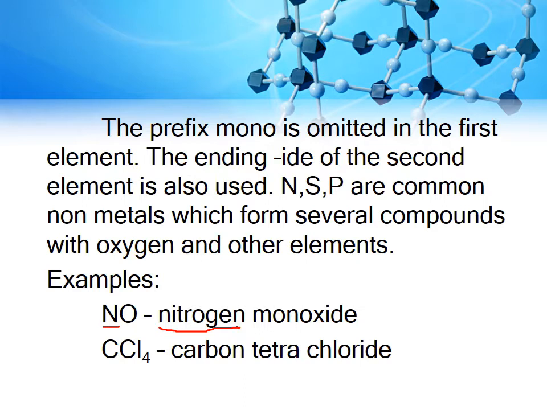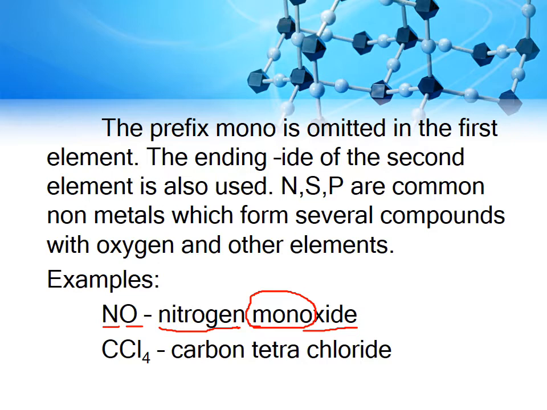On the other hand, the second nonmetal, which is oxygen, has also one atom, but in this case, we will be using the prefix mono, indicating that there is only one atom of oxygen in this compound, and it is followed by the name of the nonmetal that ends in -ide, which is oxide. Hence, the name of this chemical compound is nitrogen monoxide.